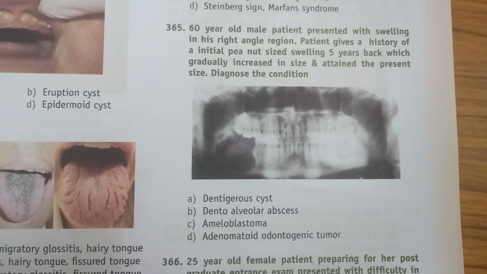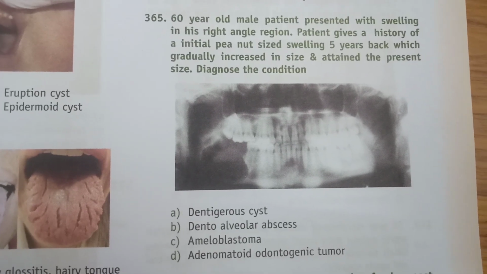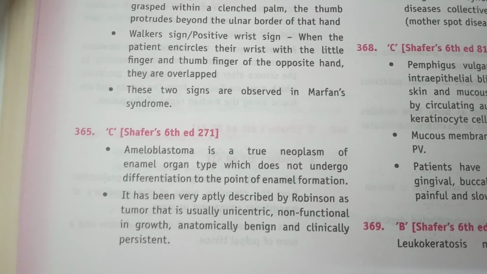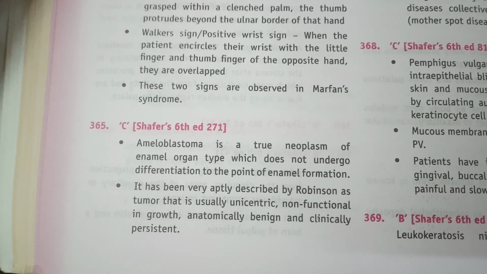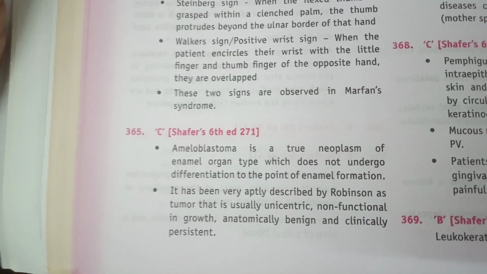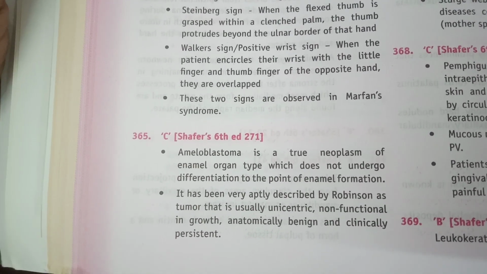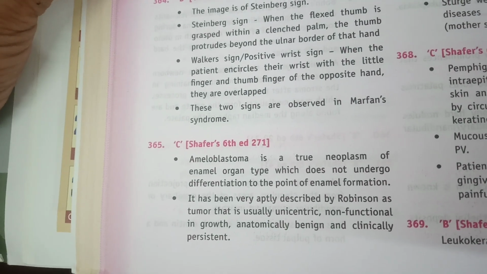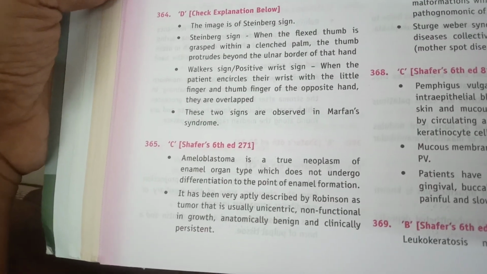As per the answer key, the answer is ameloblastoma. So we'll directly go to the explanation part. Focus on 365 explanation. Ameloblastoma is a true neoplasm of enamel organ type which does not undergo differentiation to the point of enamel formation. It has been very aptly described by Robinson as a tumor that is usually unicentric, non-functional in growth, anatomically benign and clinically persistent. Radiologically, it shows destruction and expansion of bone.